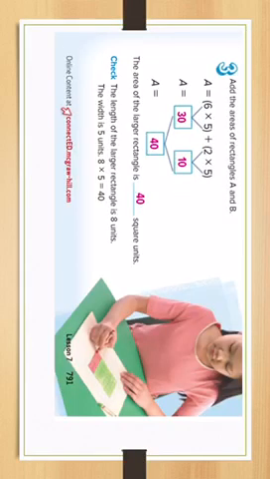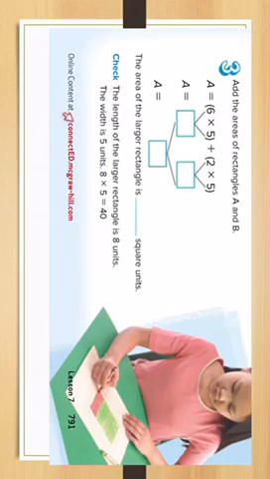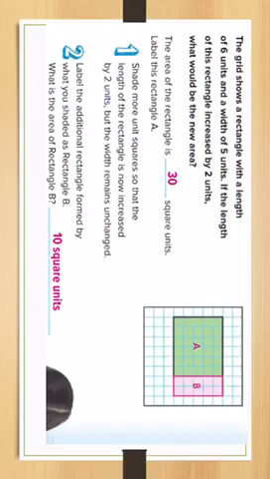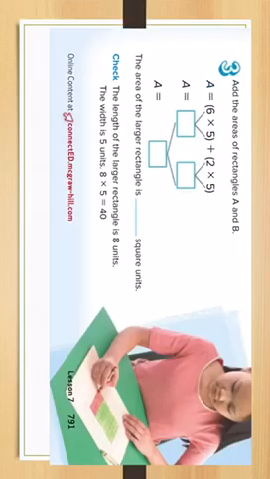To check, we will go back to our rectangle, the big one, to find that the length is 8. 6 for A, 2 for B, so 8. And the width is the same. So 8 times 5 is 40.